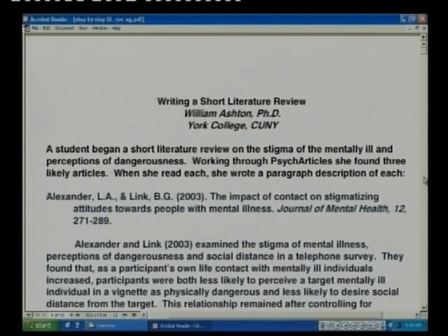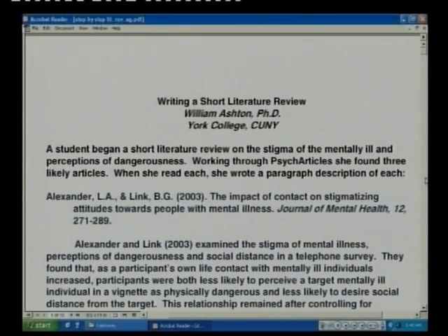The important part I am reading out from the screen. It is done by William Aston, York College, CUNY. The introduction I am reading here. A student began a short literature review on the stigma of the mentally ill and perceptions of dangerousness. Working through psych articles, she found 3 likely articles.